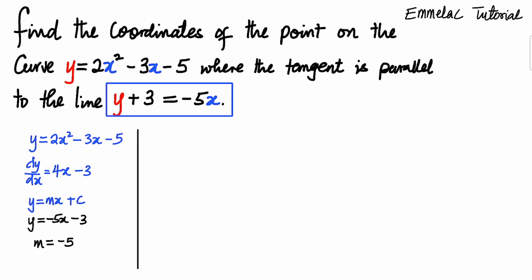All we just need to do now is to set the derivative to negative 5, since the tangent is parallel to the line. So here we have 4x minus 3 equals negative 5.